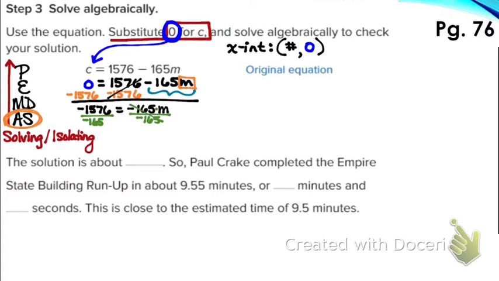Negative 1,741. Nope. We're not subtracting. We're dividing. Yes. 9.55. Why is my answer not negative? That's absolutely correct. A negative divided by a negative is going to give me a positive. So we get a positive 9.55 for m.